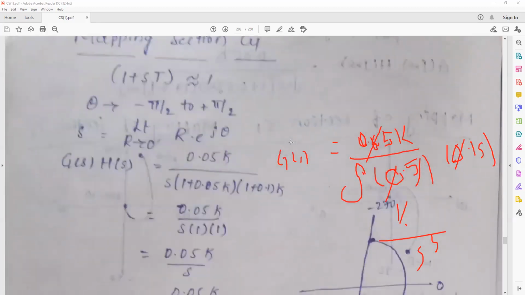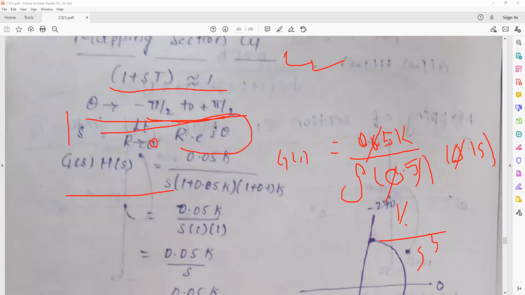C2 and C4 are the reverse of each other. Here the first condition is 1 plus S taken as 1. The theta value is minus 90 to plus 90. As I said earlier, minus 90 to plus 90, here it is plus 90 to minus 90 for C2, and C4 is minus 90 to plus 90. S is limit R tends to infinity, R tends to 0, R into e power j theta.